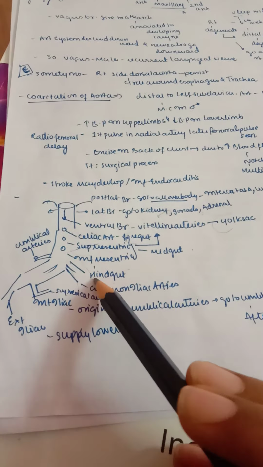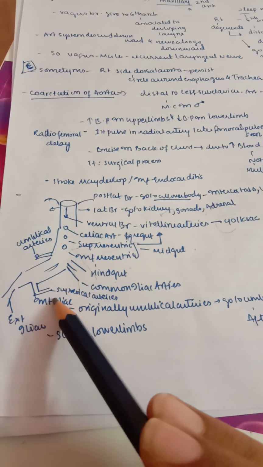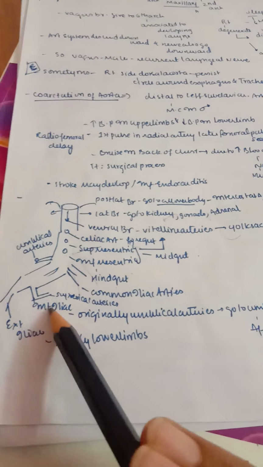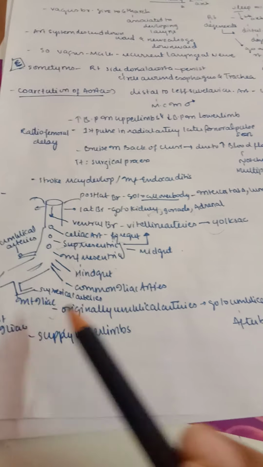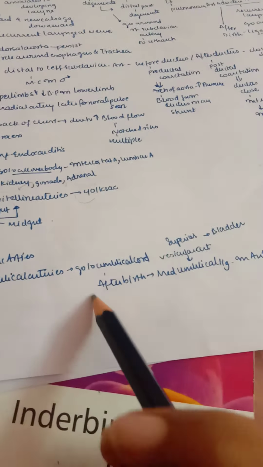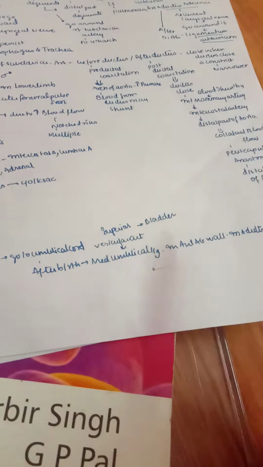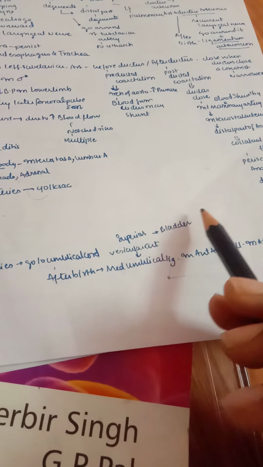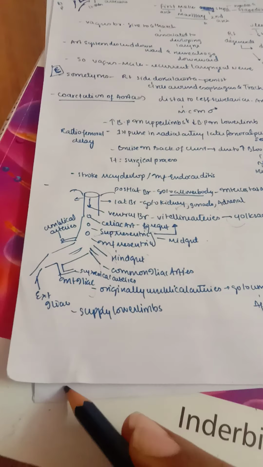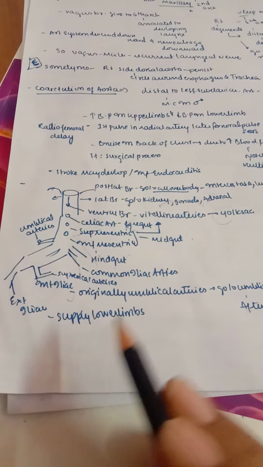And here they form the common iliac arteries, and they also form the superior vesical arteries and the internal iliac arteries. These are originally the umbilical arteries and go to the umbilical cord, and after birth they form the medial umbilical ligament in the anterior abdominal wall in adults, and the superior vesical artery actually supplies the bladder. This is also part of the medial umbilical ligament, that is our internal iliac artery, and the external iliac artery mainly supplies the lower limbs.